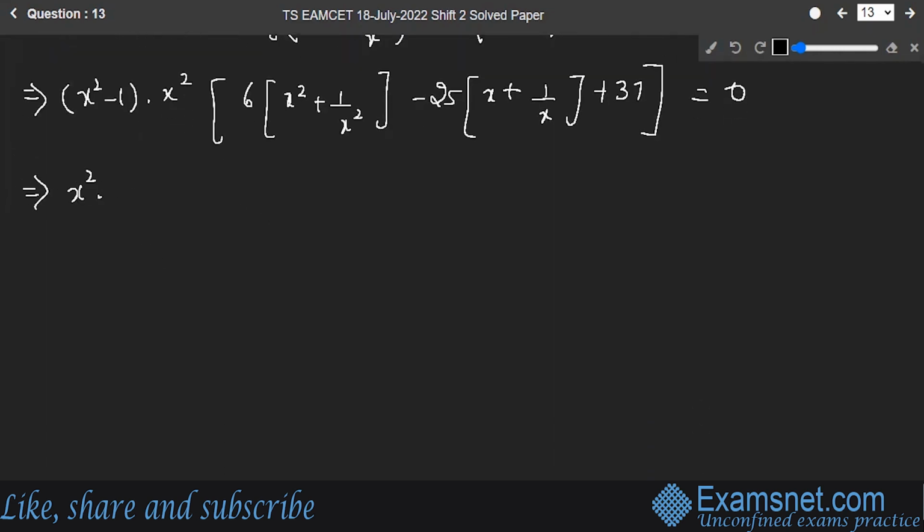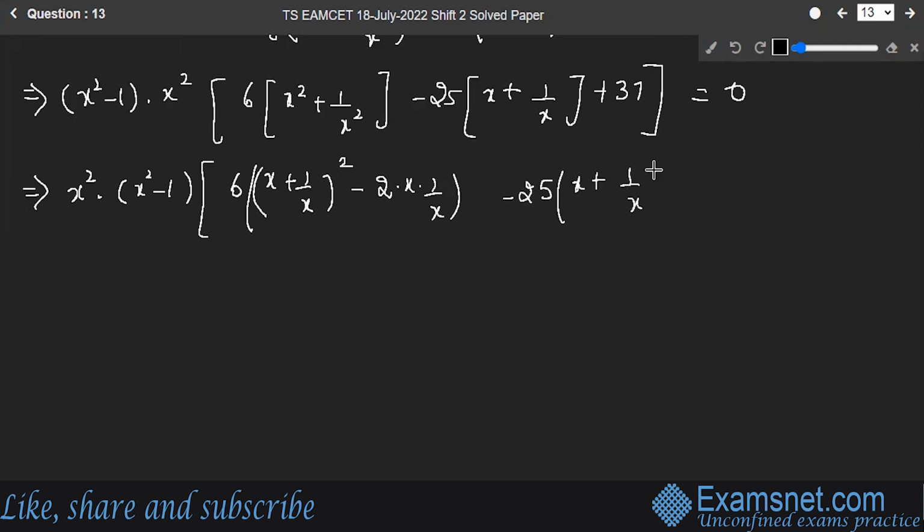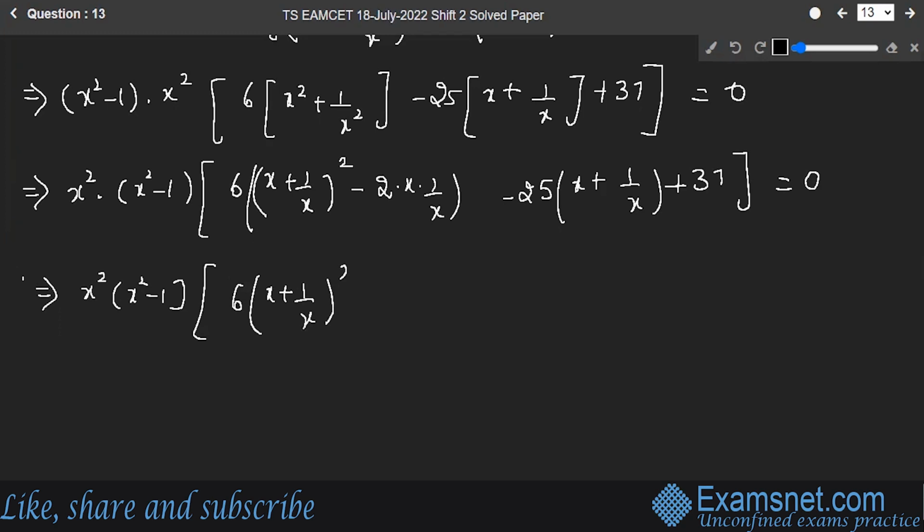So you can write it as x square into x square minus 1 whole, and see, 6 into x square plus 1 upon x square, I can write it as 6 into x plus 1 upon x whole square minus 2 into x into 1 upon x, right? I can write it down like this: minus 25 x plus 1 upon x plus 37 is equal to 0. Further, x square into x square minus 1. So now this can be 6 into x plus 1 upon x whole square minus 2, and when the brackets will open, this will be minus 12. 6 into minus 2 will be minus 12, and 12 will be subtracted from 37 to give you 25. Let's write it: 25 x plus 1 upon x plus 25 is equal to 0.